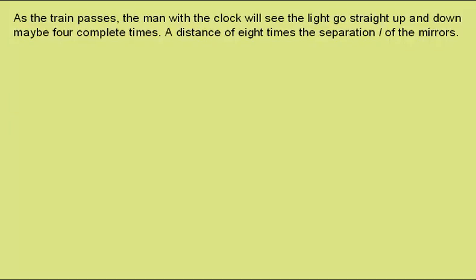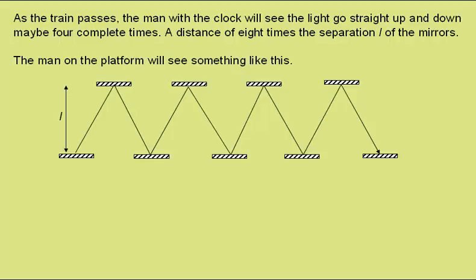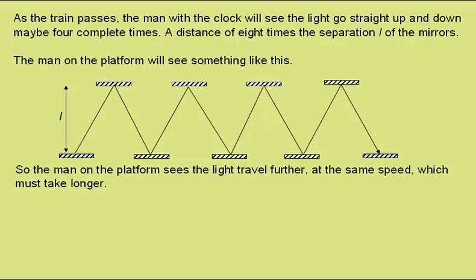As the train passes, the man with the clock will see the light go straight up and down, maybe 4 complete times, a distance of 8 times the separation L of the mirrors. The man on the platform, however, will see something like this. Here are the mirrors a distance L apart, but as the train moves along, the man will see the light leave this mirror, hit the top mirror, then down to this mirror, and so on. Now this length here is greater than L. So the man on the platform sees the light travel further at the same speed, which must take longer.